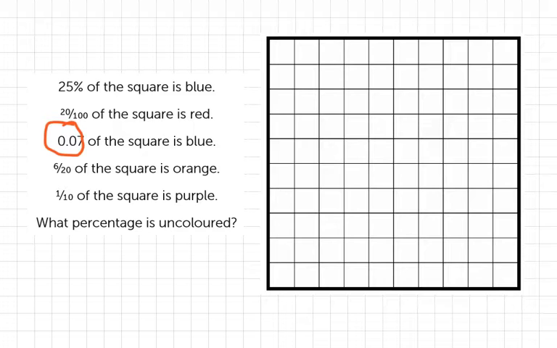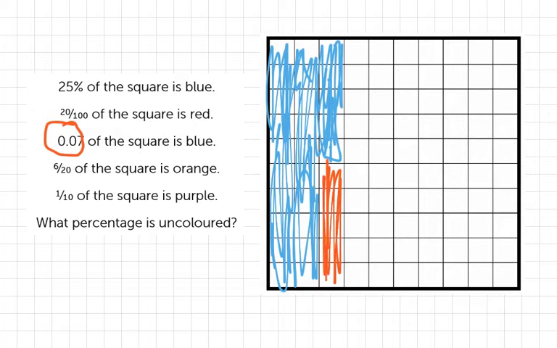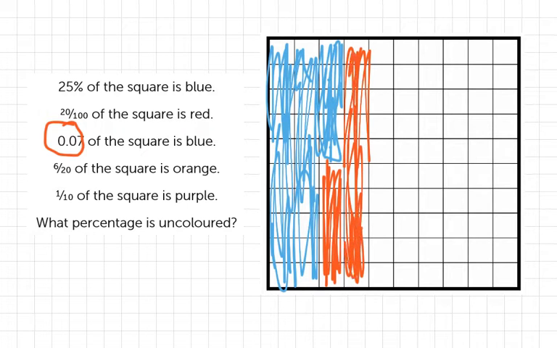So 25% of the square is blue. 25%, 25 squares. So that's 10, 20, 5. Okay. 20 out of 100 are red. Now I could start another row and do 20 there, but I want to fill up what I've got. So that's 5. If I do a whole row there, that's 15. And I need another 5 to make it 20. There we go. Right.